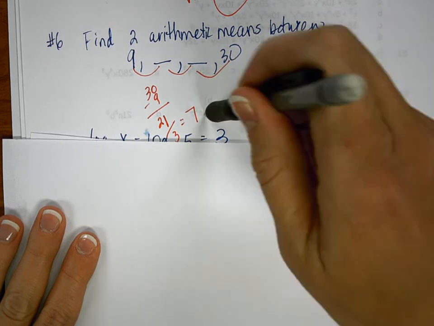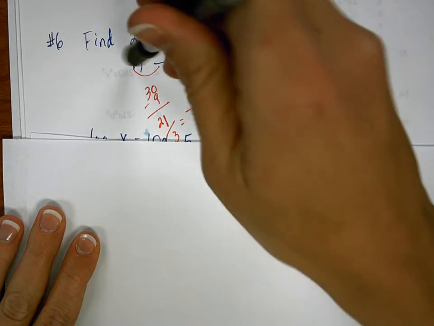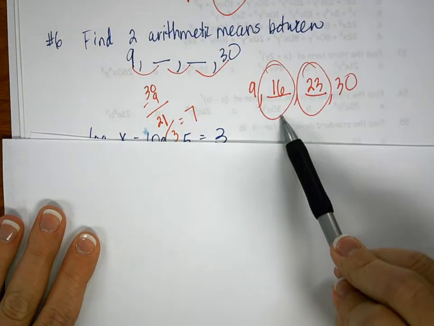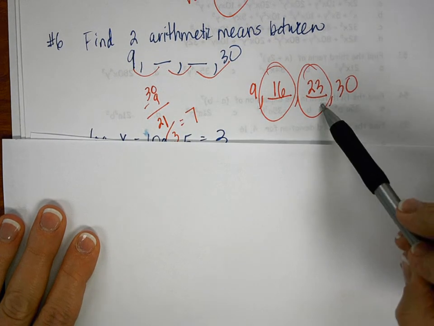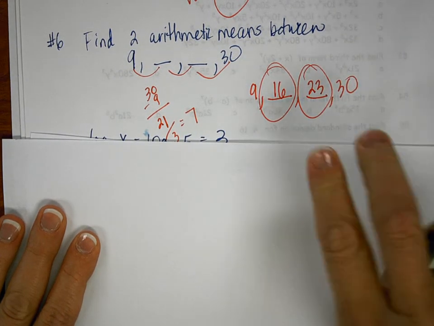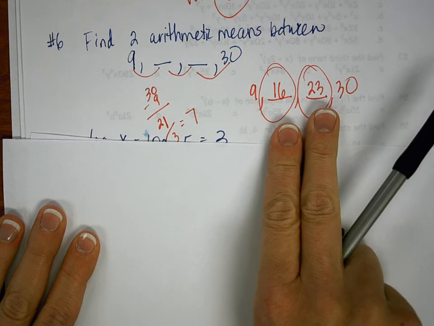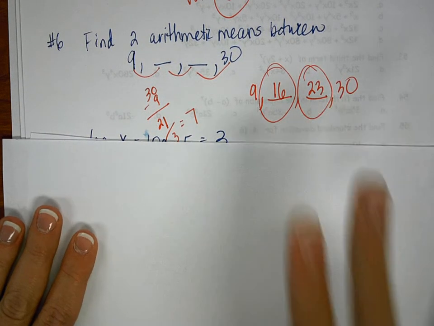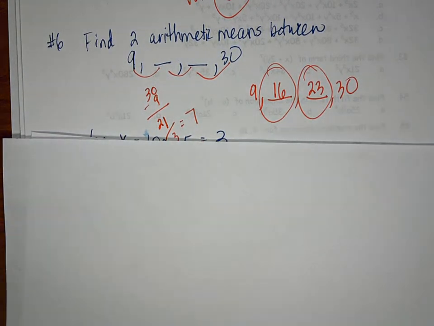So that means 9 plus 7 is 16. 16 plus 7 is 23, and your double check is adding 7 again, and it does make 30. So my 2 arithmetic means are 16 and 23. If they had just said what would be the first arithmetic mean, the answer would just be 16. Questions? Next one.